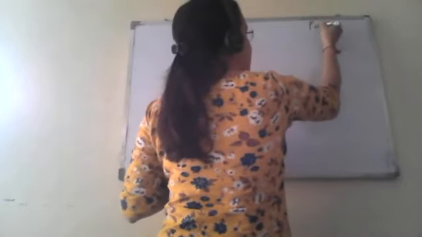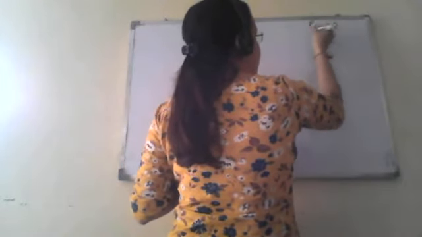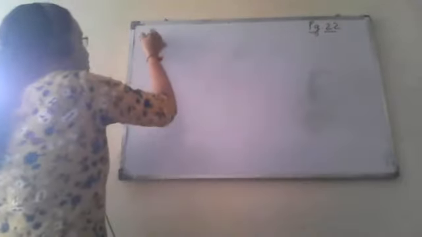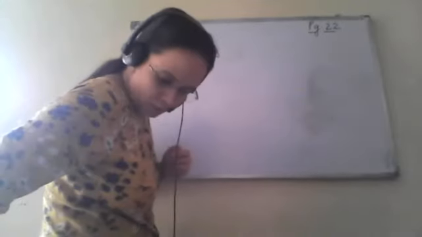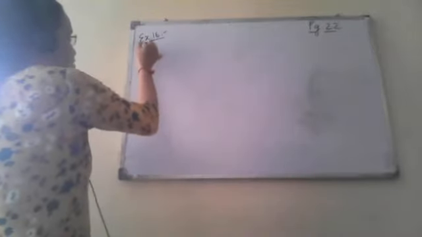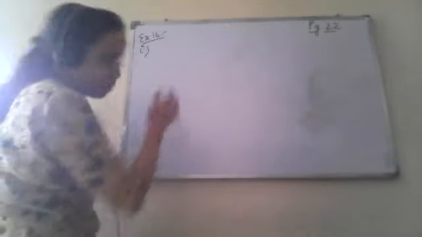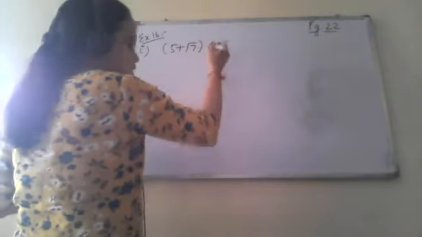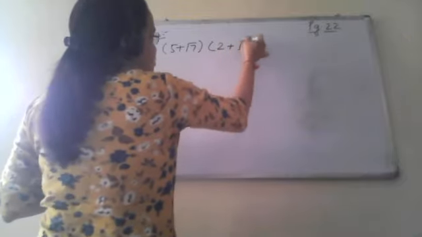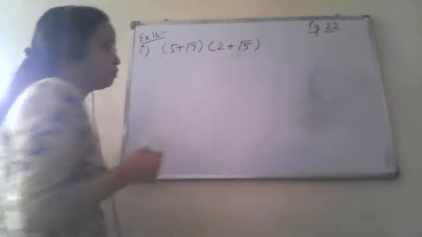Page 22, example 16. So I have to rationalize the following expression. The first part is (5 plus root 7) into (2 plus root 5). So we have to rationalize.